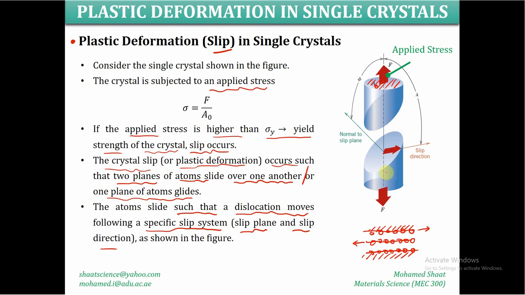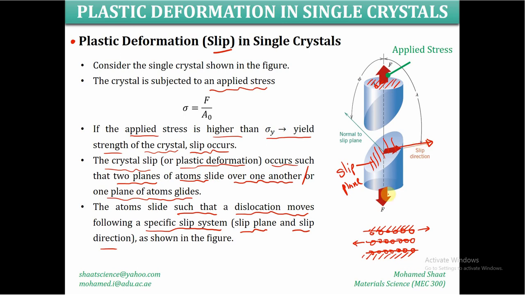The dislocation, for example, is going to slide, or the dislocation line is going to move over this plane. So this plane will be considered the slip plane. This is the slip plane. And it's going to move in this direction. So this is the direction of the sliding, or the motion of the dislocation line.